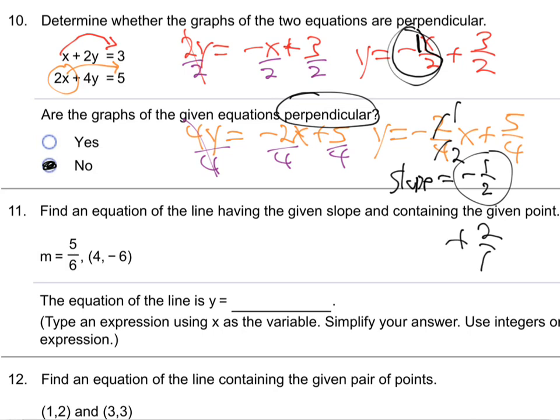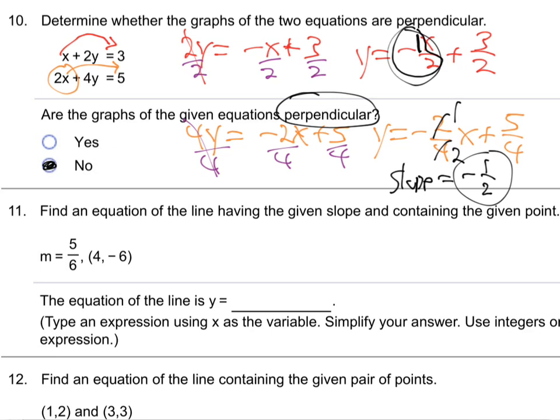So parallel means exactly the same. Perpendicular means totally the opposite. Like two streets that go exactly the same direction, or like an intersection, totally opposite directions. Opposite sign and upside down is what's required for perpendicular. These are parallel, so they're not perpendicular. Good? Questions? On to number 11.